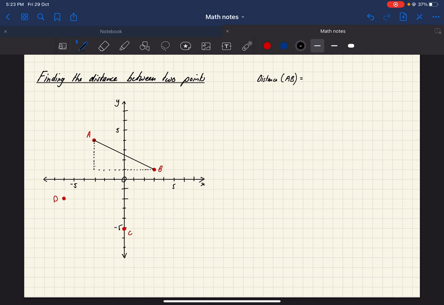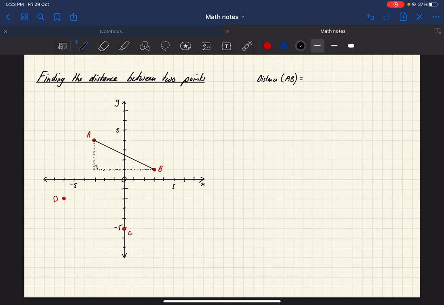So this is our right angle here. We just come down from A and across to B, or we can go up from B and across to A. But I'm going to do the first one. Either one will work because it will still use the same formula. So I've got my right angled triangle here, and we can use Pythagoras to work out any length of side, but we're going to look at the hypotenuse, which is the longest side.